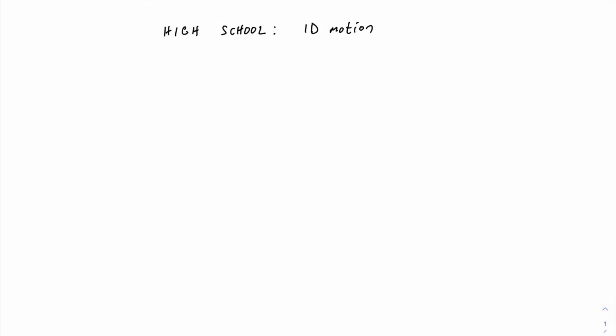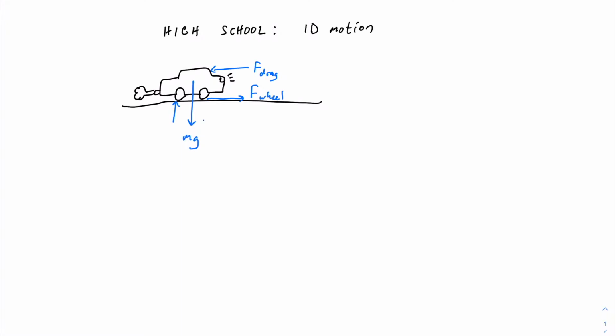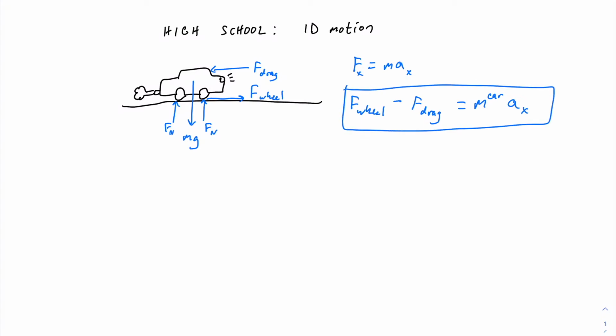Now, if you took physics in high school, you're probably familiar with 1D motion. An example would be like this car that has force going forward, force of drag pushing backwards, gravity going down, and some normal forces pushing up. Now we only care about motion in one dimension. So we'll label the dimension x, and we have F_x equals m times the acceleration in x. And you can solve for this pretty easily. So you've got force of the wheel minus force of drag equals mass times the acceleration in the x direction. And that's your equation of motion. It's more or less pretty straightforward.